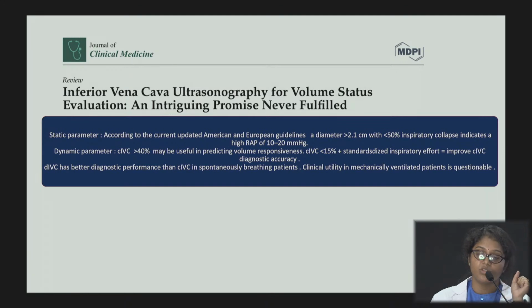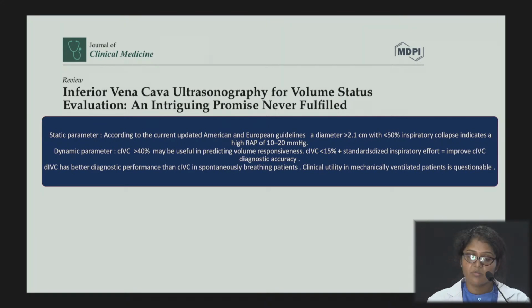Almost 85% of the body volume is in the venous circulation, and IVC is a major capacitance vessel, and it is also a direct continuation of the right atrium. And right atrial pressure monitoring always formed a cornerstone of fluid management. So while seeing IVC, we target to look at the right atrial pressures.